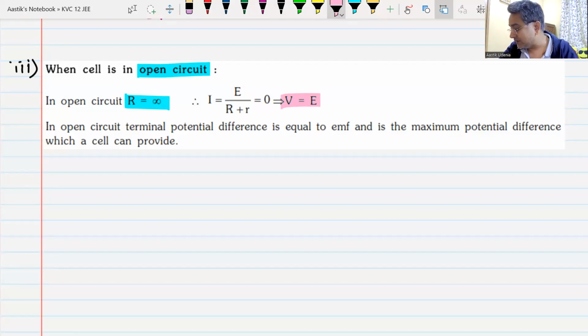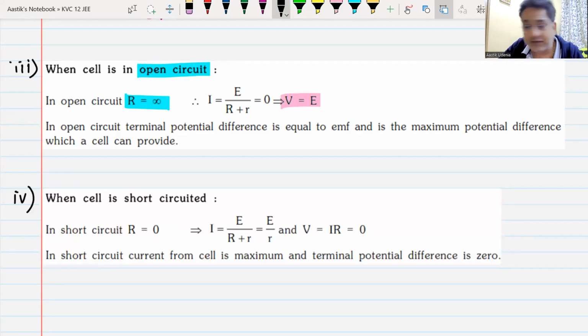One more thing. The opposite of open circuit is known as short circuit. You understand the meaning of short circuit and open circuit? Short circuit means we have connected the two terminals of the battery by a wire with zero resistance. That is known as a short circuit. So if it is a short circuit, the potential difference across the two terminals will definitely become zero. I hope you understand this.